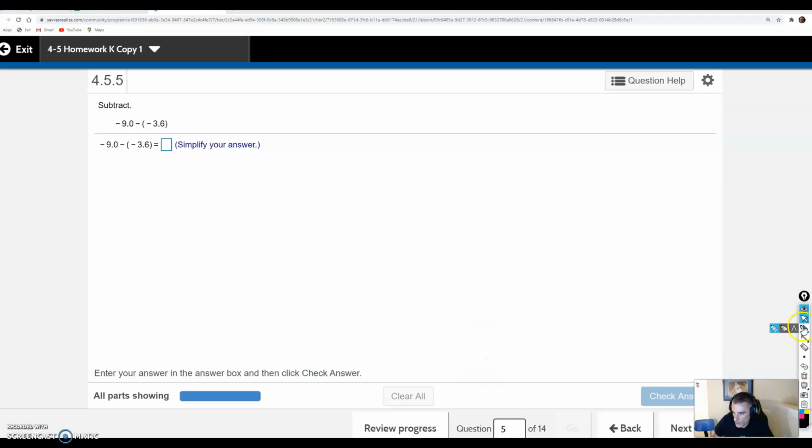All right, first thing we're going to do is rewrite the problem. It says -9.0. Since it's .0, I'm just going to write it as -9. That .0 doesn't change the value. Okay, like we just said, since I'm subtracting a negative, I'm going to take my 2 negatives and turn those into a positive. And then I have -9 plus 3.6.